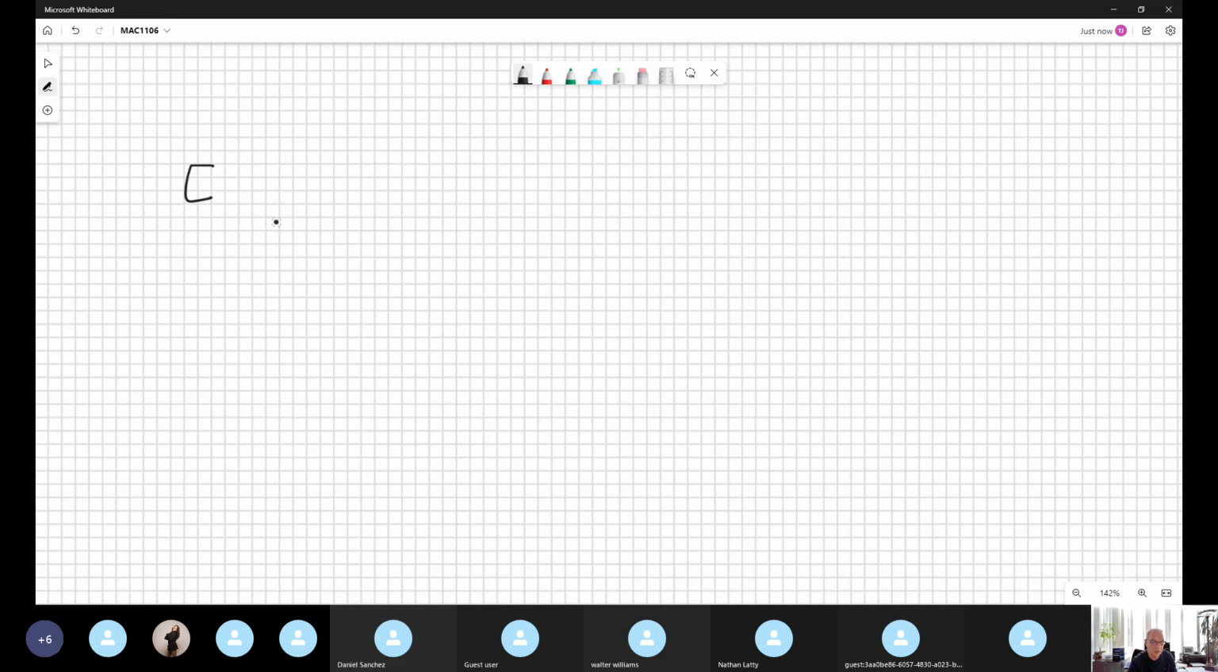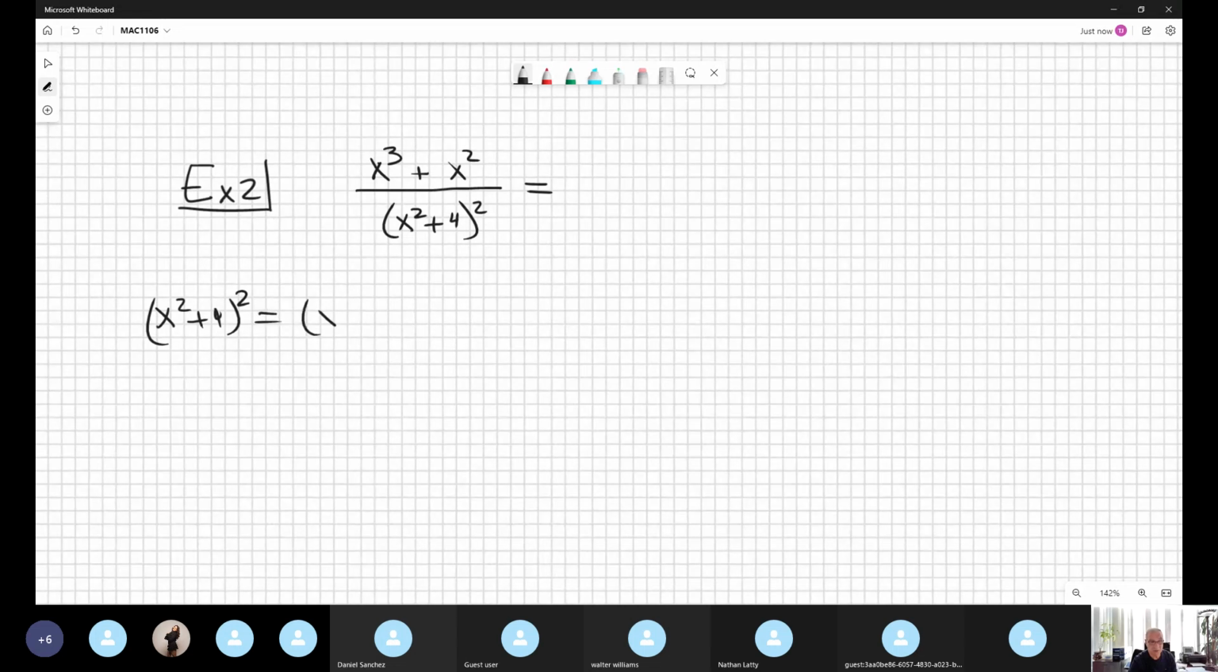Of course, I will go over it again in the review package. Suppose x cubed plus x squared divided by x squared plus 4 squared. It's very, very similar. You see that the polynomial in the bottom, x squared plus 4 squared, is an irreducible quadratic and repeated. It's repeated because this is x squared plus 4 times x squared plus 4. It's multiplicity 2.